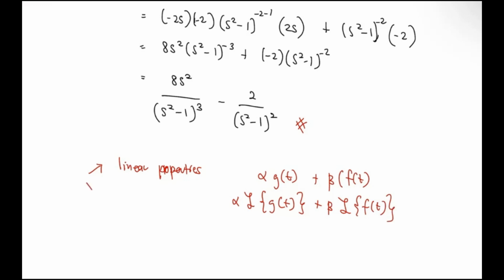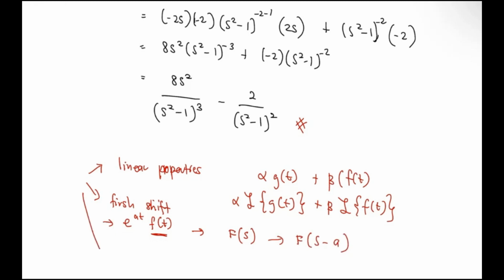And then you have the first shift property. The first shift property is about when you multiply by the function e to the power of at. So you multiply some function e to the power of at with function f(t). What you need to do is first transform this function f(t) into F(s), and then by applying the property of e to the power of at, you transform it into F(s minus a).